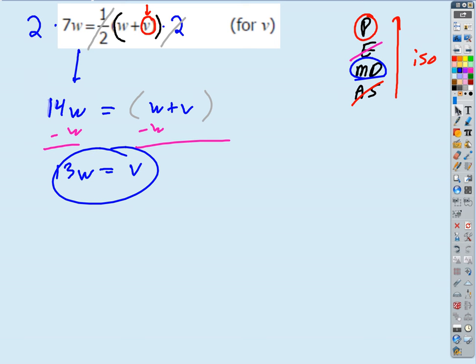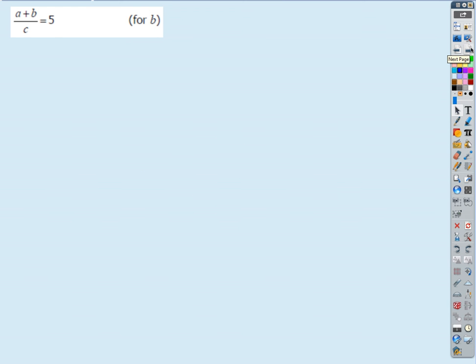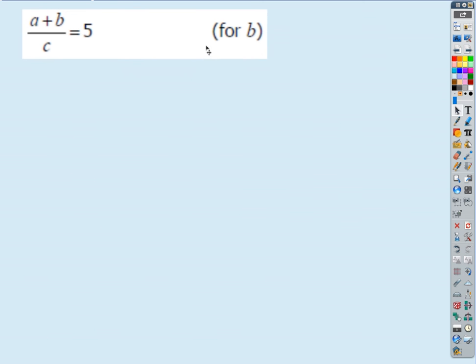Let's try another one. Questions on that first? Okay? How about something like this? Now we're going to solve for b. Take a second. Think about what we're going to do here. First question is always, do I need to simplify, or can I point to a single b? Can I point to a single b? Yeah, I can. Right, so there's no need for me to simplify anything here. There it is. That's what I'm trying to isolate. So we'll just do inverse operations.